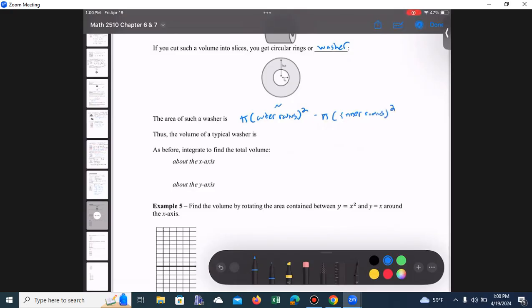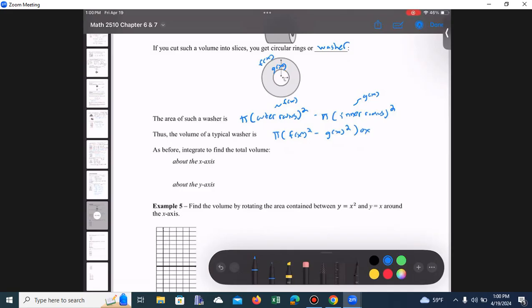We can call this f of x. We can call this one g of x. f of x is our outer radius or outer function. g of x is our inner function. And so we can write this as pi times f of x squared minus g of x squared dx.